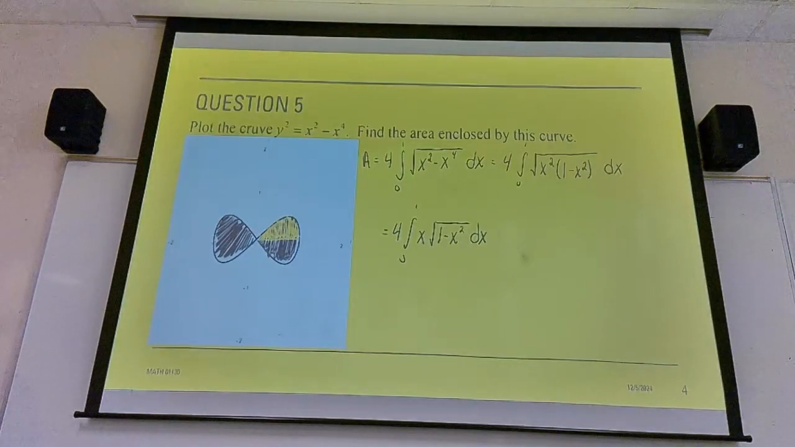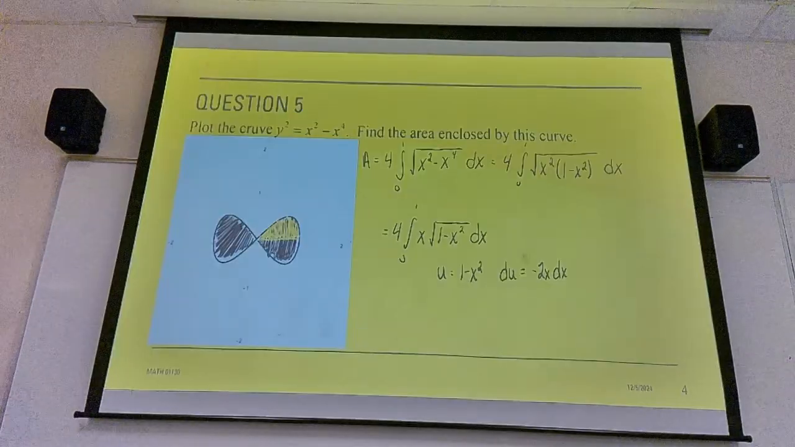How would you evaluate that? Now, can't you use substitution? What's u? Say, 1 minus x squared. What's du? 2x, or what is it? Negative 2x. Oh, I have a 2x. Don't have the negative.